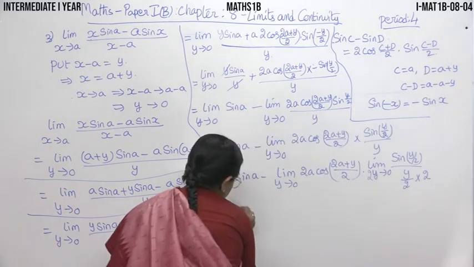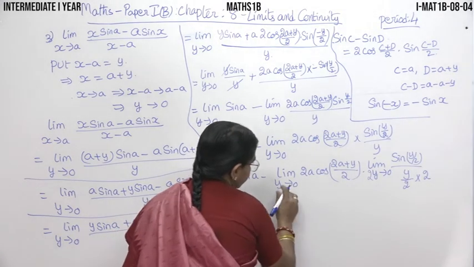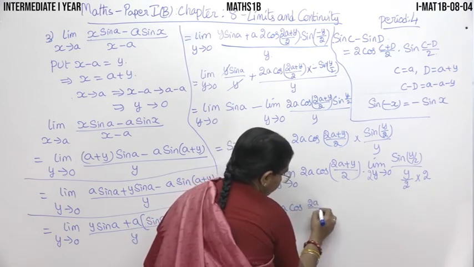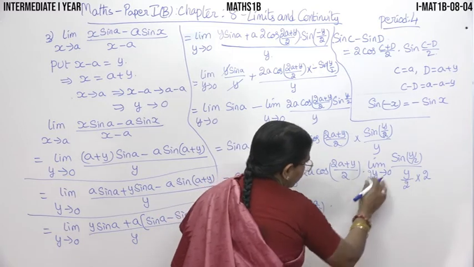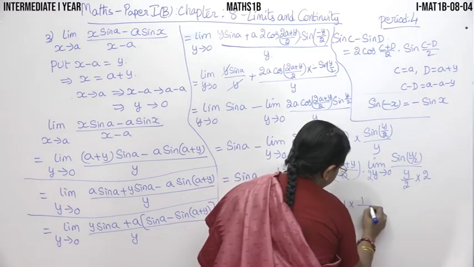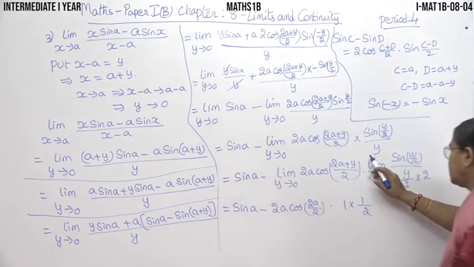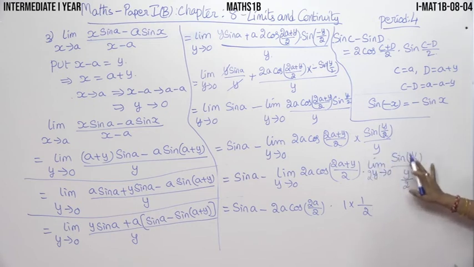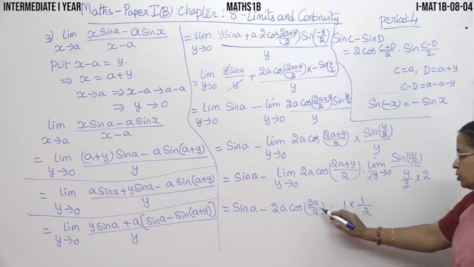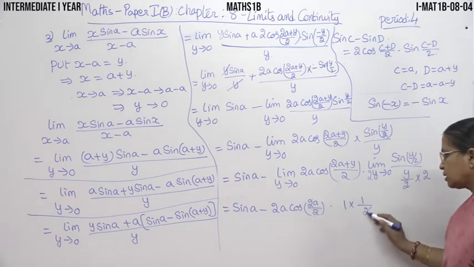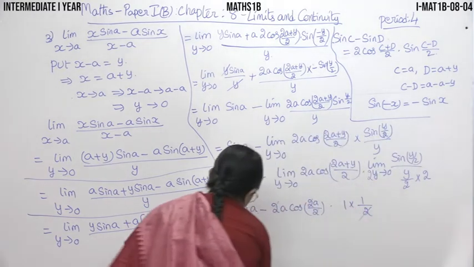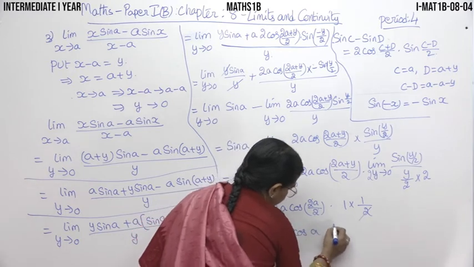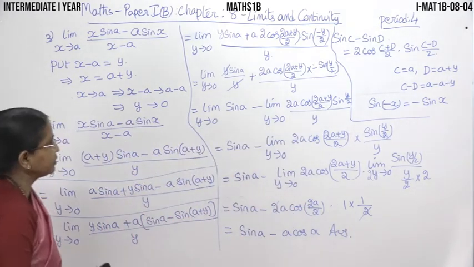So the limit is sine a minus, when you substitute y as 0, this is 2a cos 2a by 2 into this limit is 1 into 1 by 2. This limit is 1 because it is in the form limit x tending to 0 of sine x by x. So again these two will get cancelled. This is cos a. Next, again these two also will get cancelled. So it is equal to sine a minus a cos a. This is the answer.